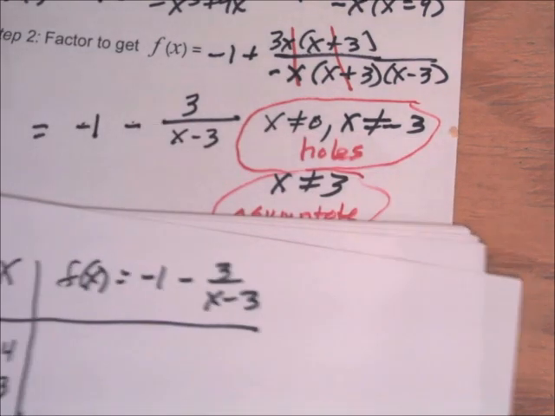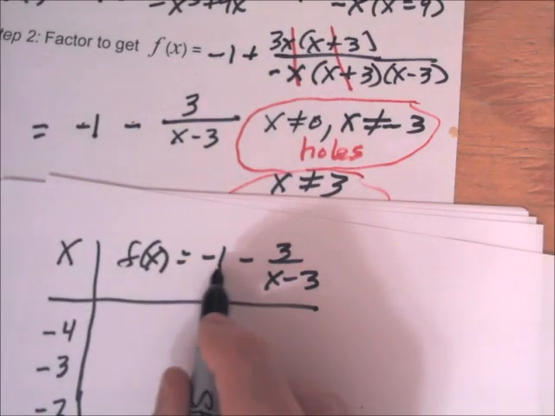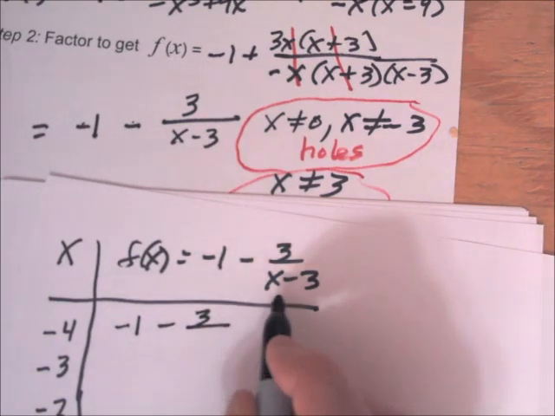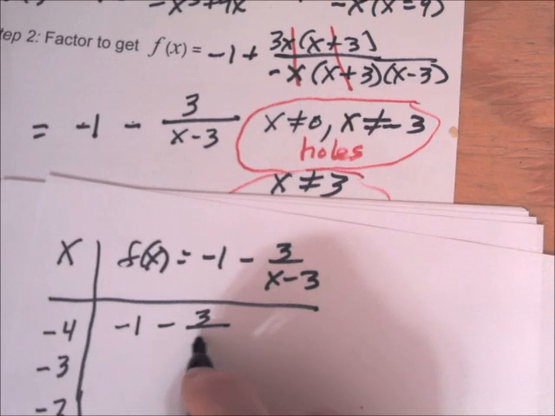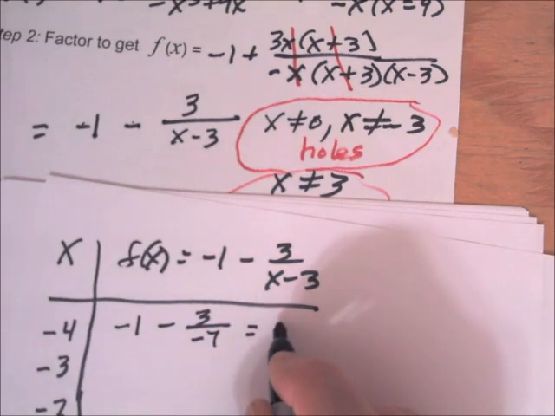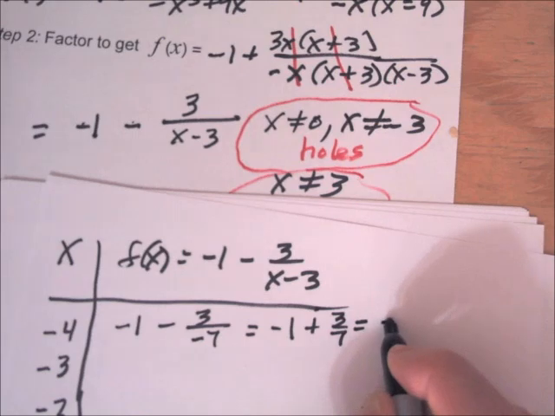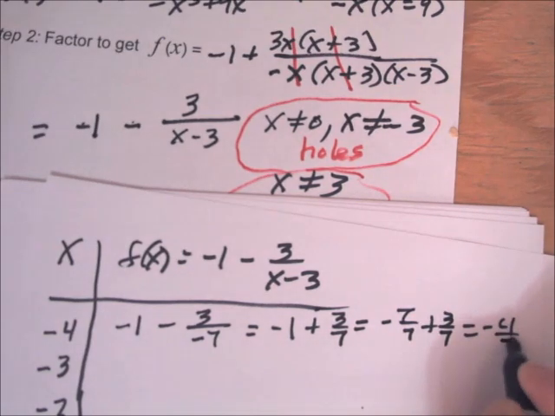Okay, so if x is -4, we'll have -1 minus 3 over -4 minus 3, which is -7. So it's -1 plus 3/7. -7 over 7 plus 3 over 7 is -4/7.